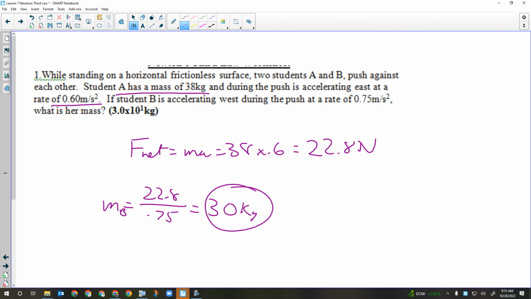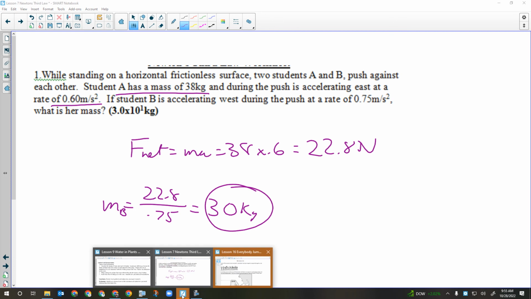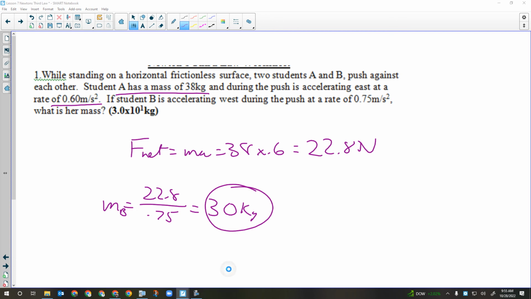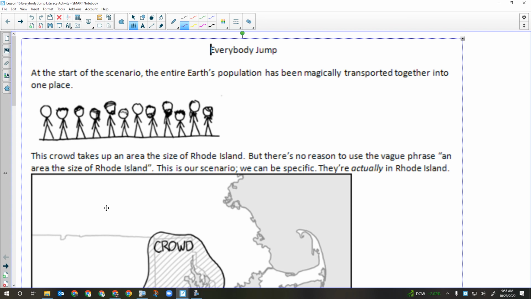Okay, let's have a look at something a little bit different here. Maybe a little satirical even. I think that's the right word. Okay, so we were talking about this the other day. If everybody runs, we can reverse the spin of the Earth. If everybody jumps, we'll knock it out of orbit.